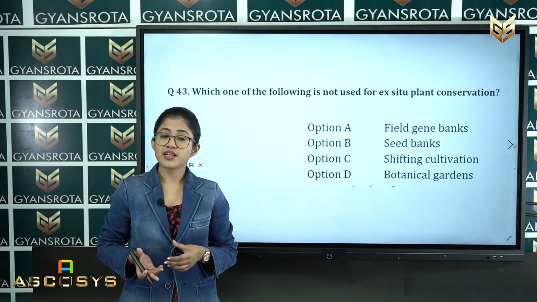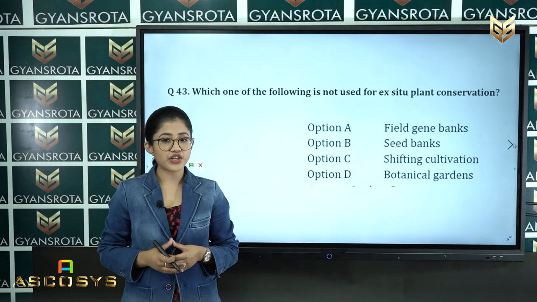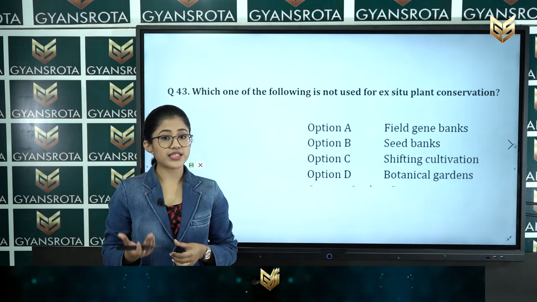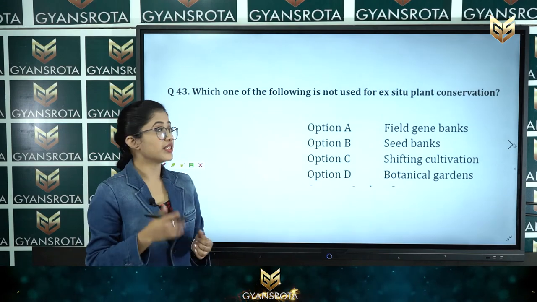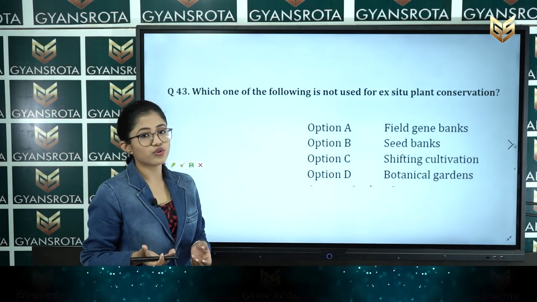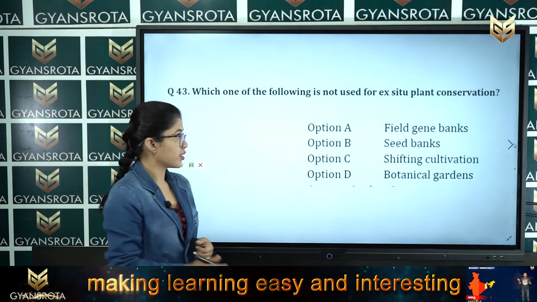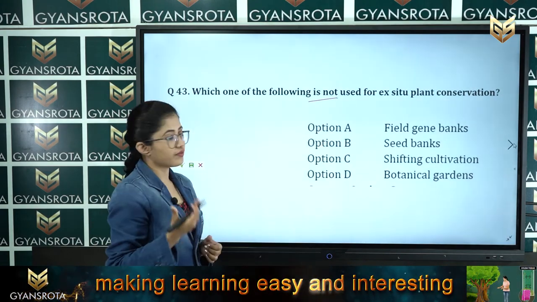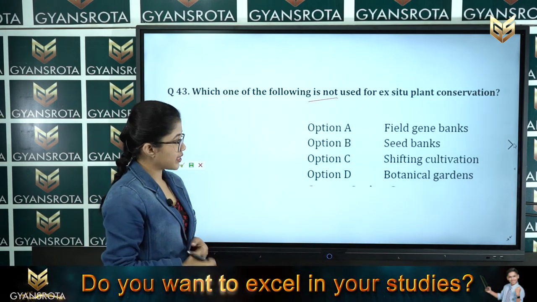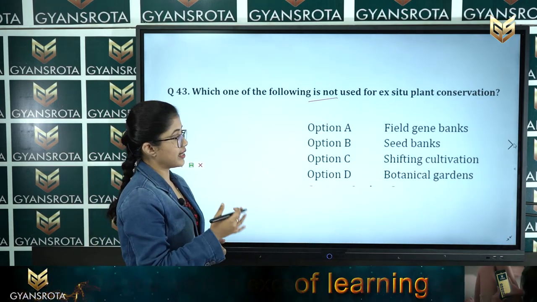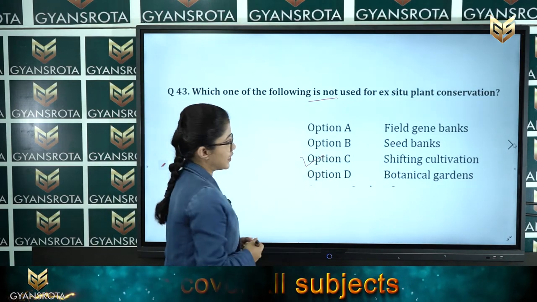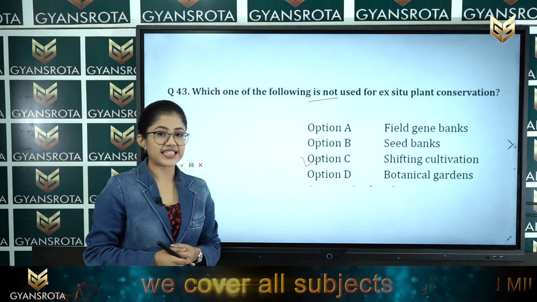So in the chapter biodiversity and its conservation, we have discussed ex situ and in situ conservation. So what is the correct answer? In this question, they have asked, which of the following is not used for ex situ plant conservation? So we have to select the one which is not used for ex situ conservation. Among these four options, the correct answer is option C, that is shifting cultivation. So that is the correct answer.